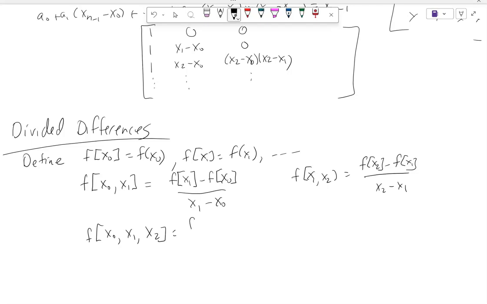This one looks like f bracket x naught, x1, x2 equals f bracket x1, x2 minus f bracket x naught, x1, over x2 minus x naught. I know it looks a little bit weird, doesn't it? But notice, and you keep going from this, and I'll write the next one here in a second. Notice that this one with 3 is in terms of the ones with 2s. The ones with 2s are in terms of the ones with 1s. That's what the recursion means.